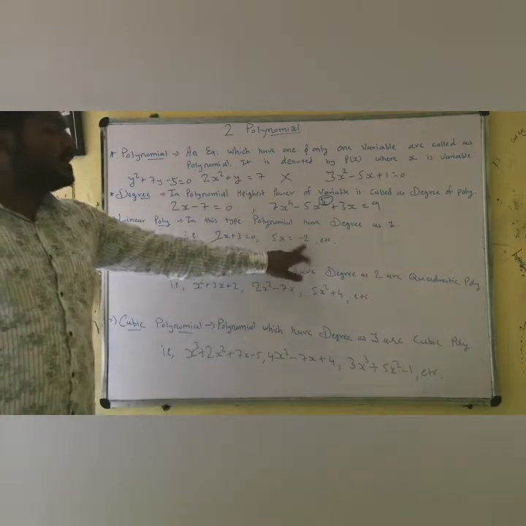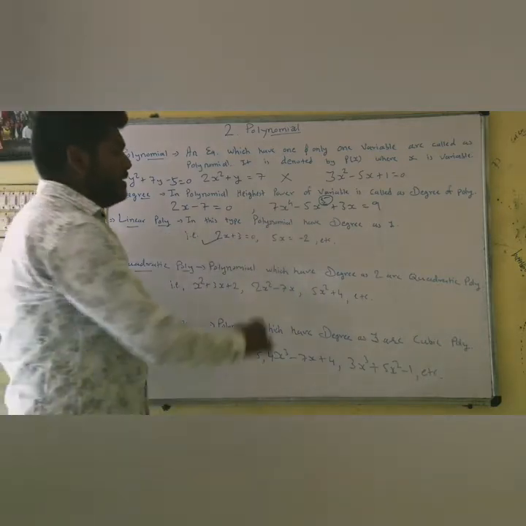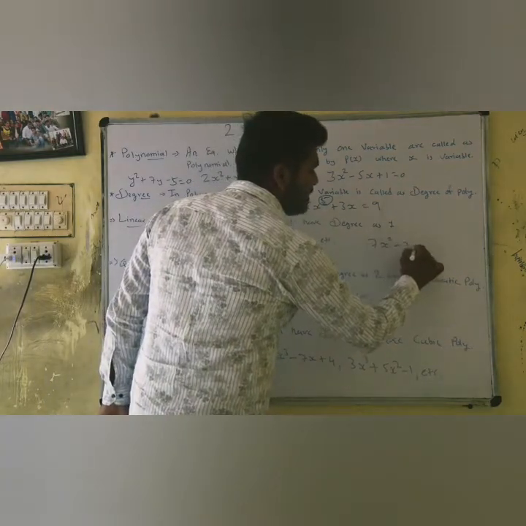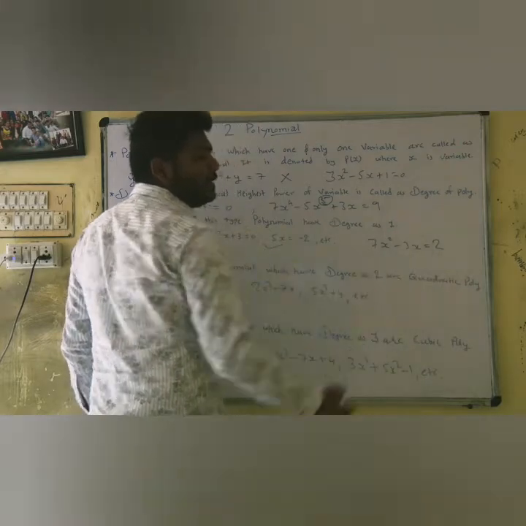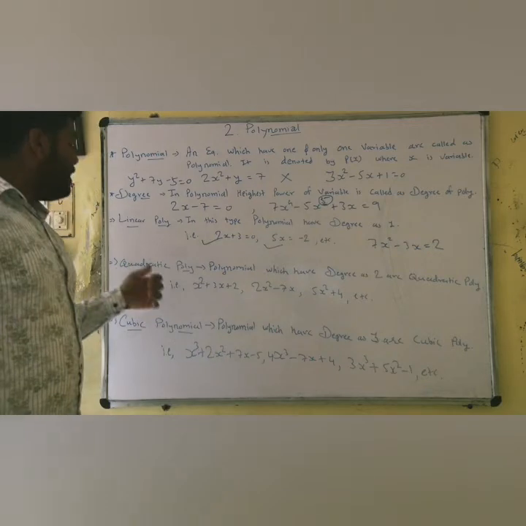Same thing, 5x equals minus 2. So again x with maximum power 1. So it is a linear polynomial. But if I say 7x square minus 3x equals 2, it is not linear because x has maximum power 2. Clear?